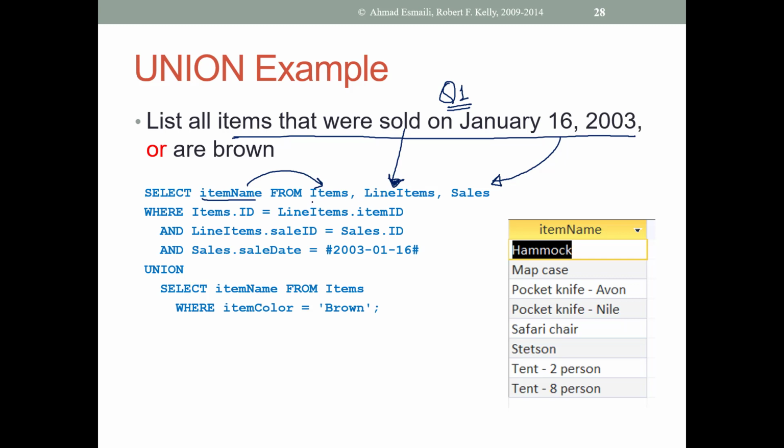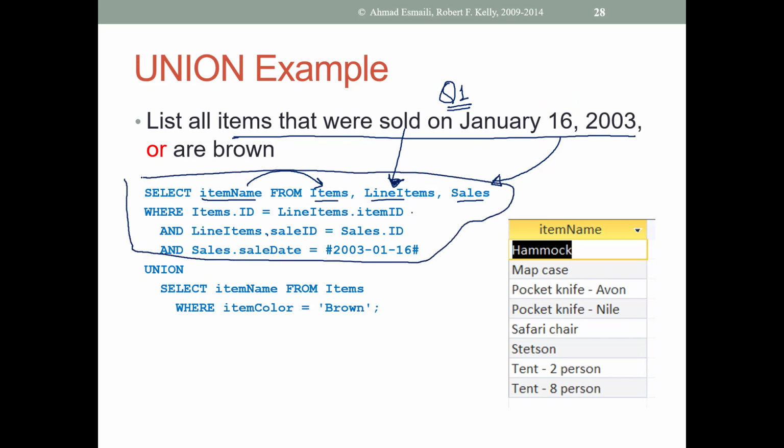So see, we need items, line items, and sales. And the rest is simple. You need to do the join of these three tables involving two conditions, condition 1 and condition 2, and then you need to filter. How do you filter? You need only the information for the sale date, which is January 16, 2003. So this part is your query 1.